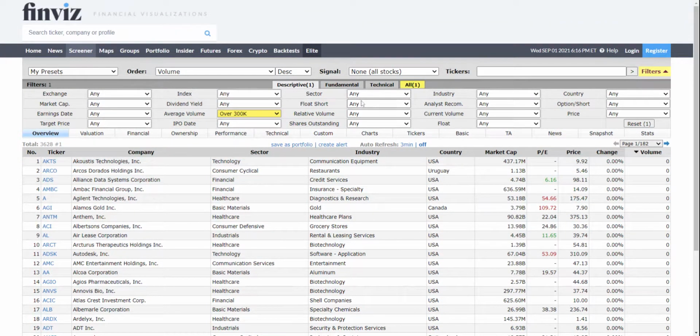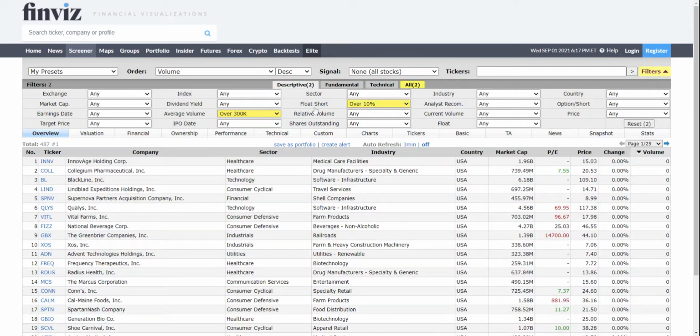What you want to fill in on the screen next is the float short. That means the amount of short selling transactions of a given stock, or the amount of shares that people can short. What you want to fill in here is over 10%. Click on that 10% float short.